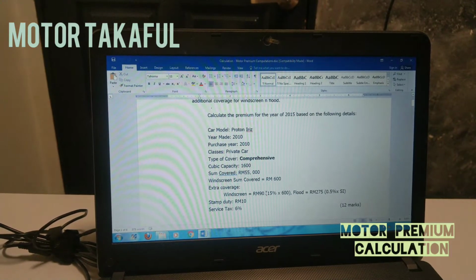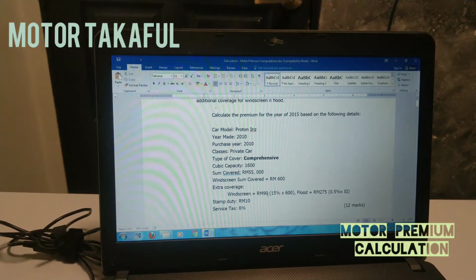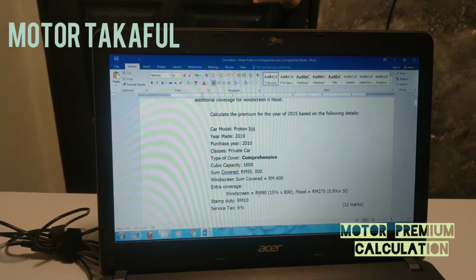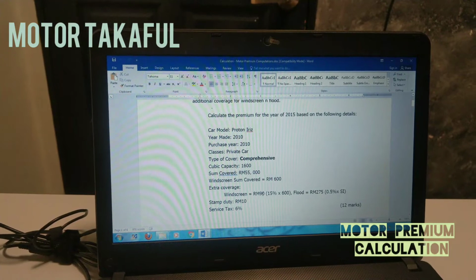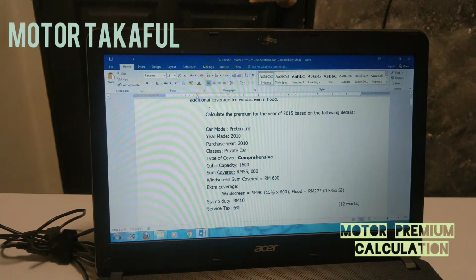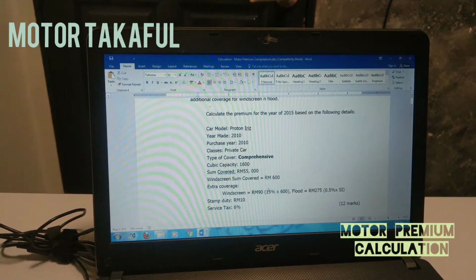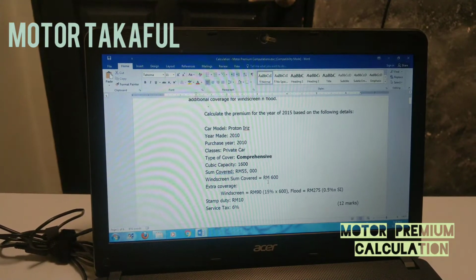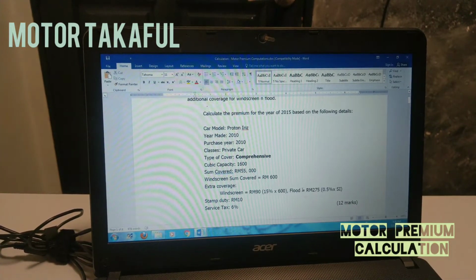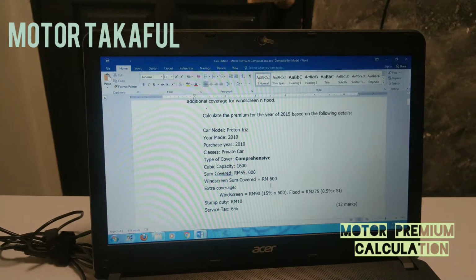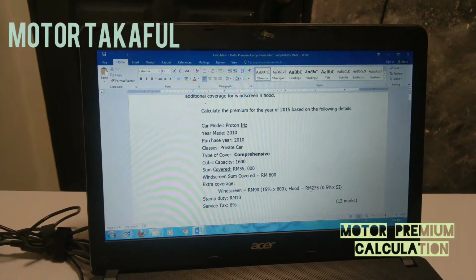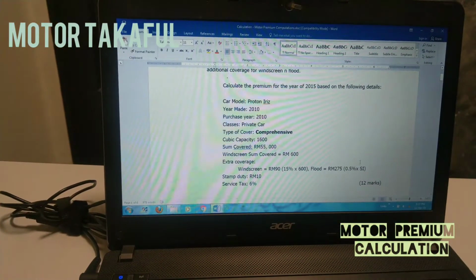For this case, there are some questions not giving exactly the values of the additional coverage, for example, this 90 ringgit. There are some questions that only give the percentage, so you need to calculate it by yourself, 15% times the windscreen sum covered. Same goes with the flood, but for flood, we are not going to calculate based on windscreen sum covered, but based on the price of the car. So how are we going to calculate this?